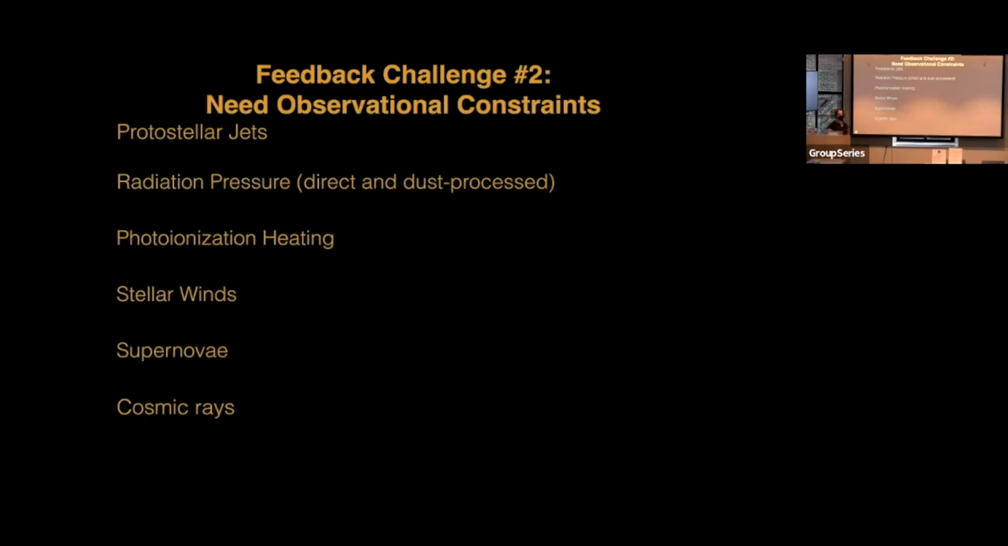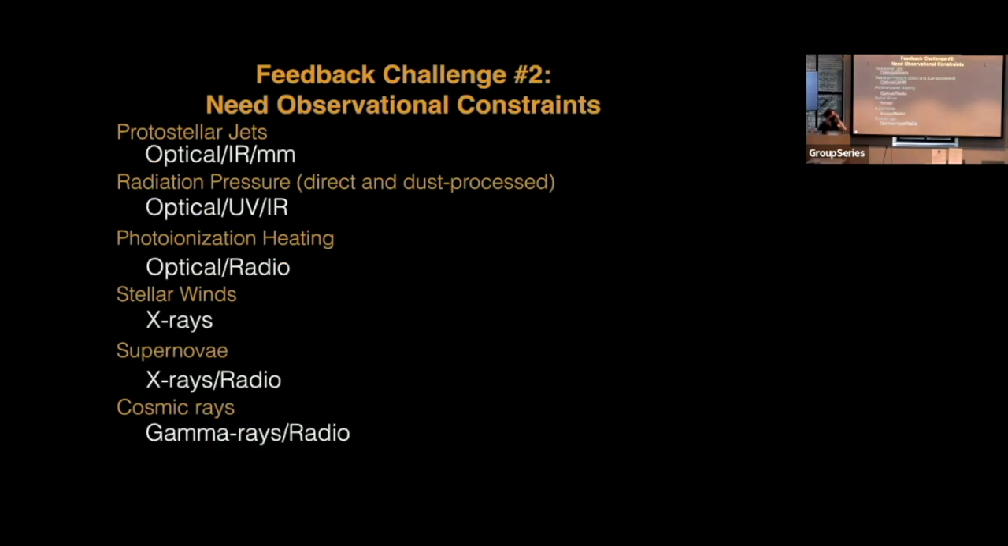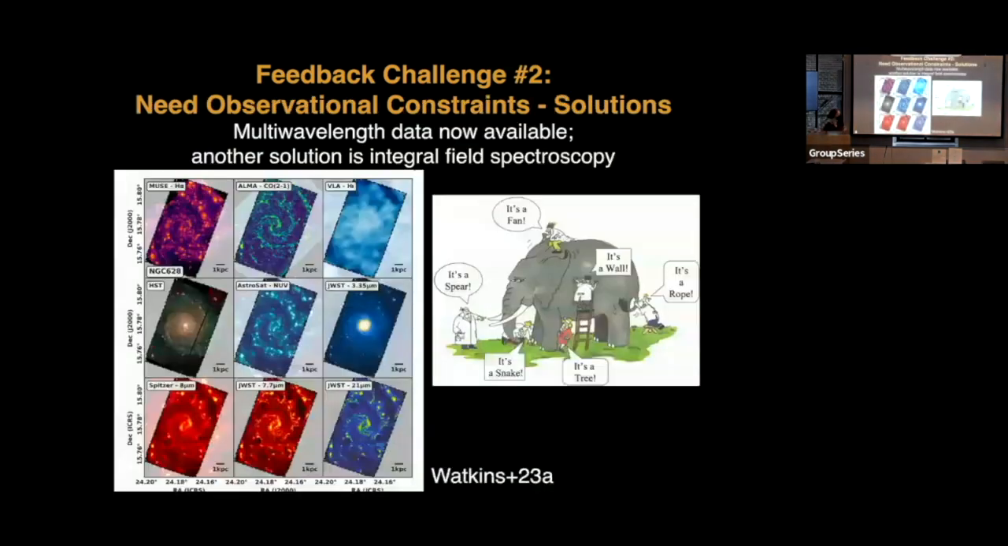Okay, so feedback challenge number 2 is the need for observational constraints. We highlighted 6 different feedback mechanisms, and in order to constrain them observationally, you need a lot of different multi-wavelength observations, going from radio up to X-rays and gamma rays. So this means that you need high quality data across the electromagnetic spectrum in order to constrain them. And fortunately, we do have that. This is another image from the Watkins paper that shows all of the different multi-wavelength images, which are arcsecond or better spatial resolution, from ALMA to VLA to HST to now the JWST images.